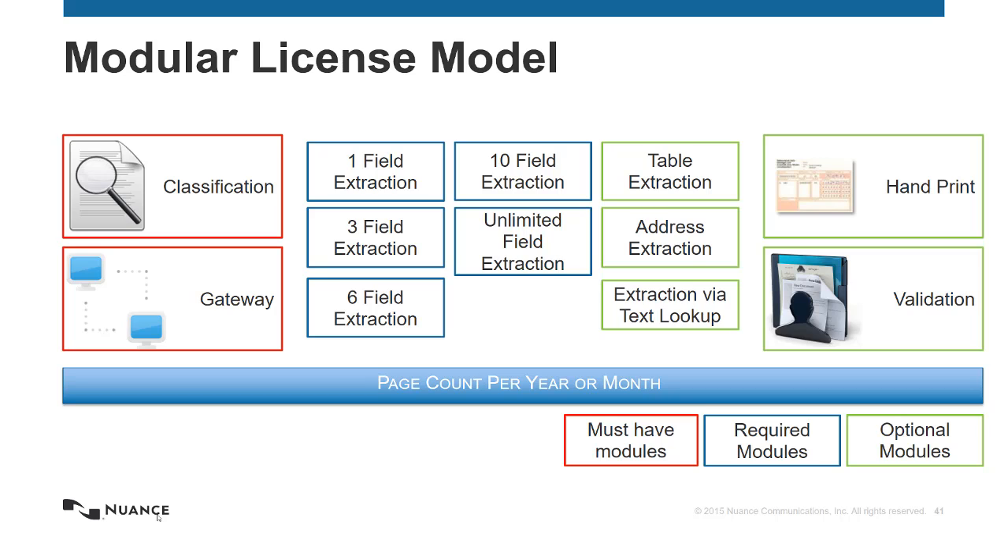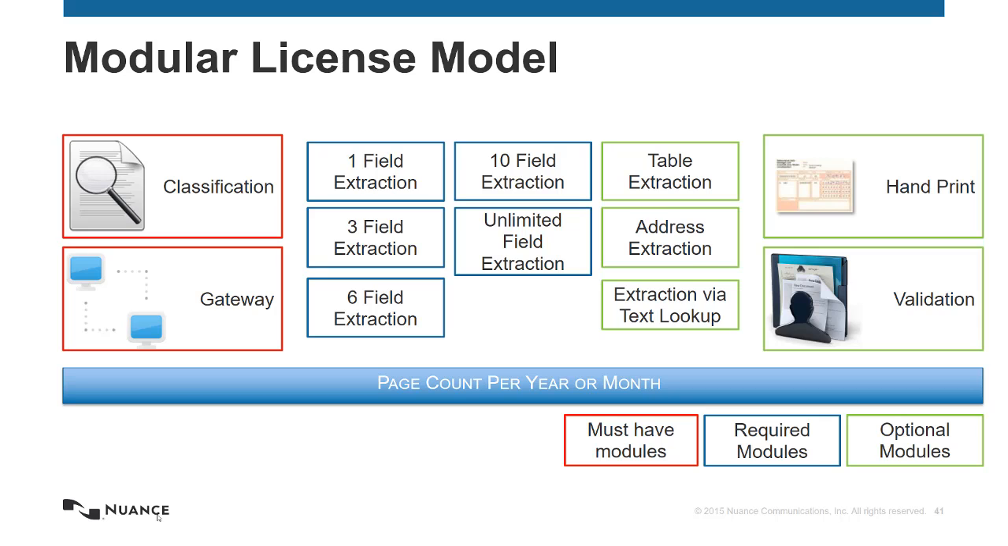The other optional modules are obviously the handprint detection and the validation clients. The only element on the validation client is per user, per concurrent user, rather than a page count.